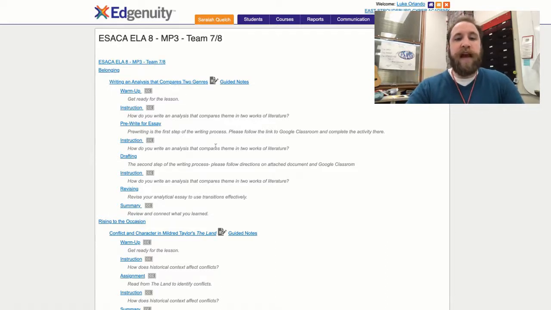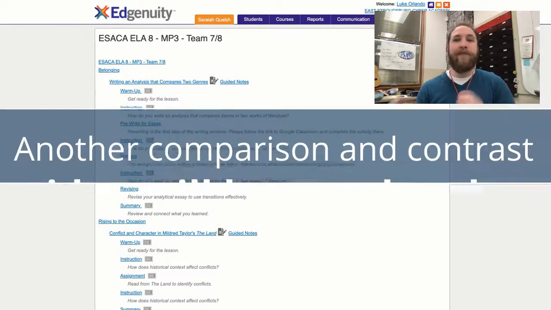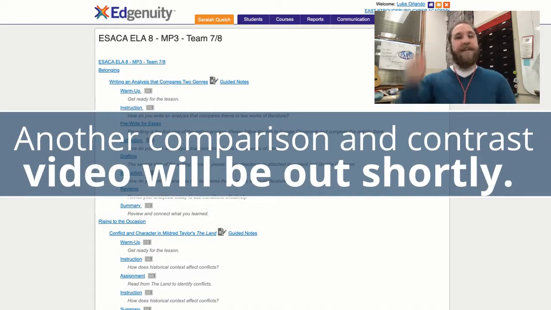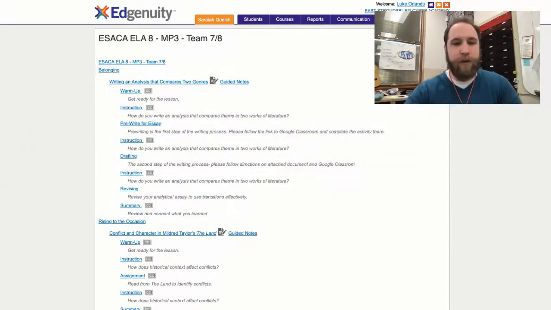Now, this is a comparison and contrast essay, so it's a bit different than your last essays in that this one's really easy to organize, right? You have an introduction, you have a comparison, you have a contrast, and then you have a conclusion. Super easy. A four-paragraph essay, boom, you can bang it out, no problem.